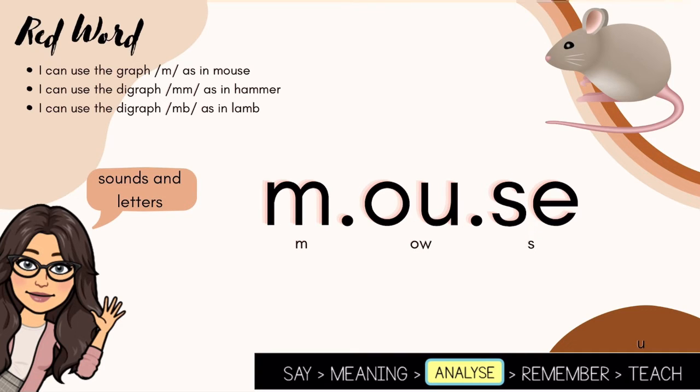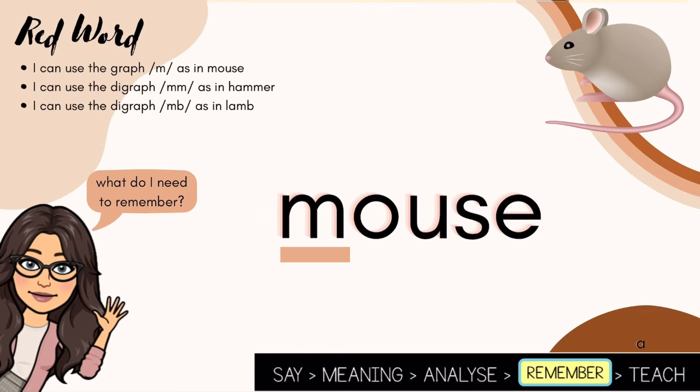Okay, let's look at what the sounds and letters are. The sounds that we can hear are m, ow, s. And the letters are M, O-U-S-E. We can see that the graph M is making the m sound. We can also see that we have the digraph OU making the ow sound and the SE digraph making the s sound. So M, O-U-S-E, mouse.